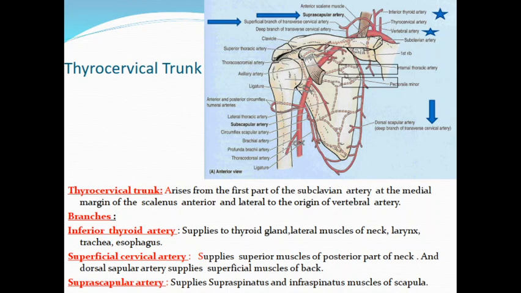Now, the inferior thyroid artery supplies the thyroid gland, lateral muscles of the neck, larynx, trachea and esophagus. The superficial cervical artery supplies the superior muscles of the posterior part of the neck, and the dorsal scapular artery supplies the superficial muscles of the back. The suprascapular artery supplies the supraspinatus and infraspinatus muscles of the scapula.